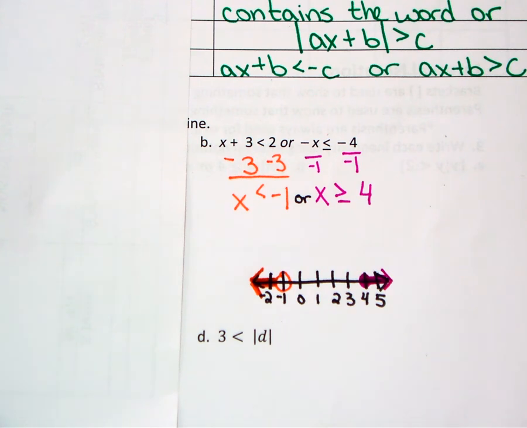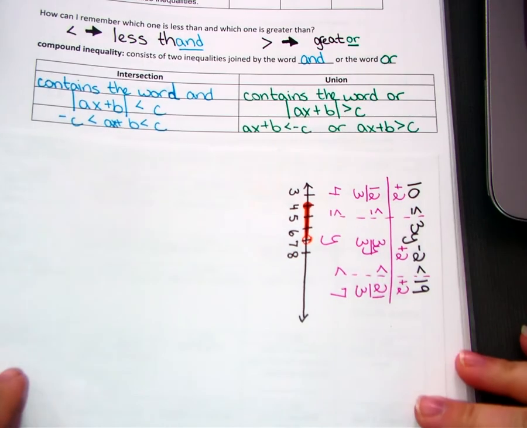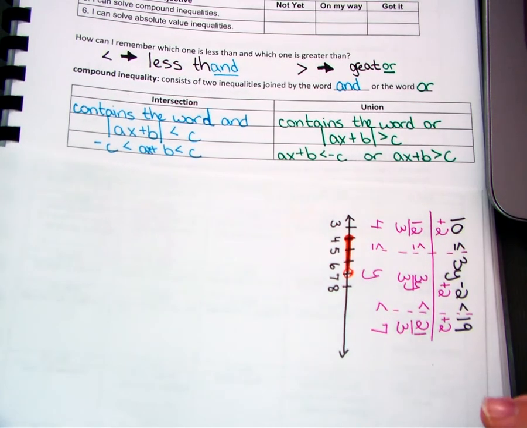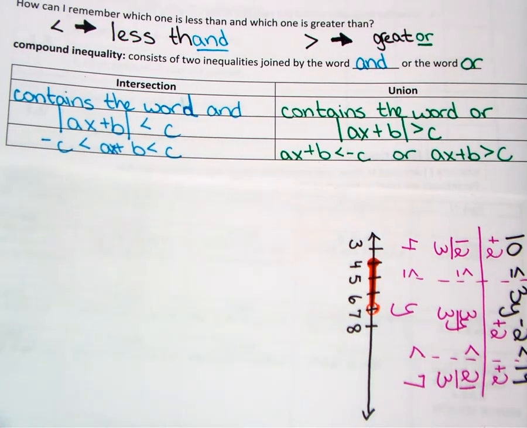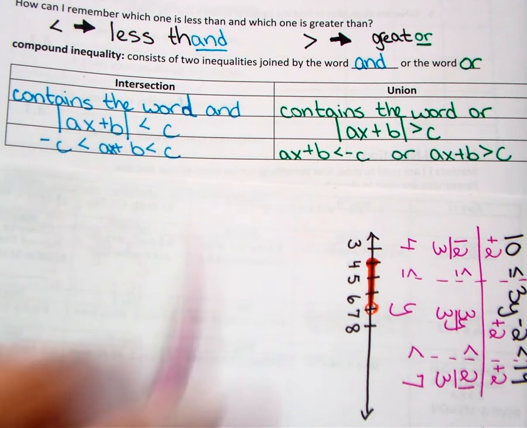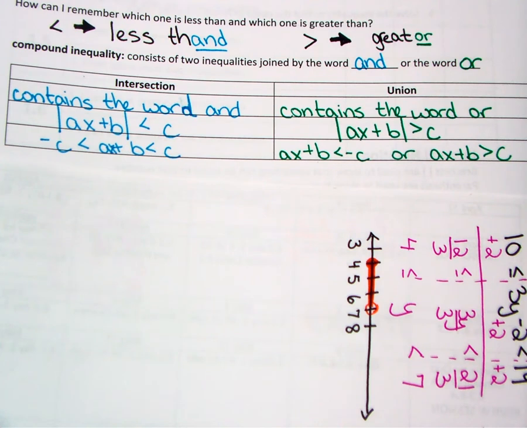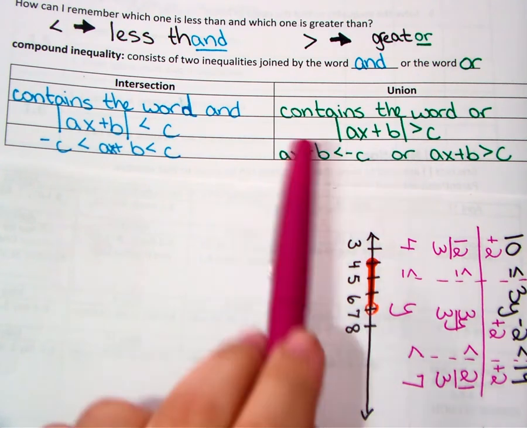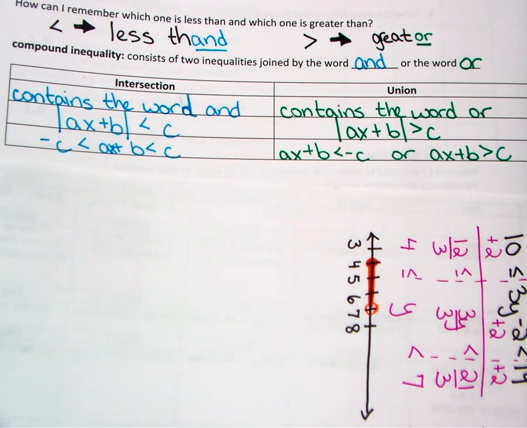Now let's talk about inequalities that have absolute values. An absolute value inequality is a compound inequality. An absolute value inequality that has a less than symbol, with the absolute value sign on the left being less than a number, is considered an AND inequality. When the absolute value is greater than a number, it's considered an OR inequality.